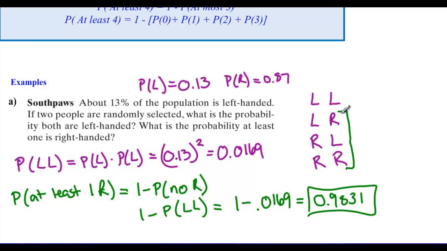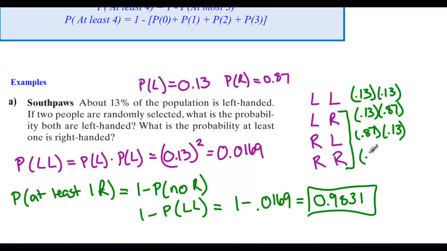So to prove the point here, I'm going to go through and actually work out these probabilities. So the probability of the left-handed person is that 0.13 times 0.13. A lefty and then a right-handed person is going to be 0.13 times 0.87. The right-handed and then left-handed is going to be 0.87 times 0.13. And then two right-handed people is going to be 0.87 times 0.87. So if we go ahead and figure these out really quickly, again, this first one's going to be 0.0169.